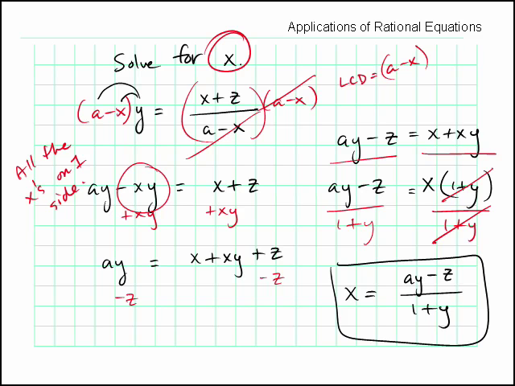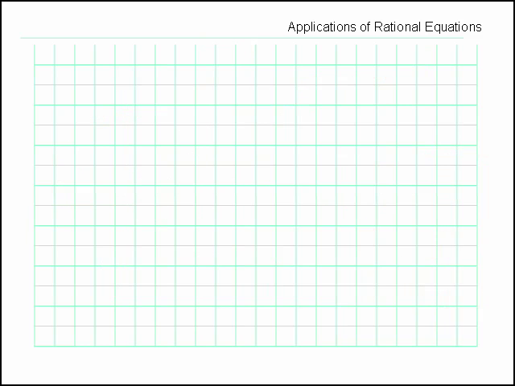Okay, let's try another. Solve for z. We've got 1 over x plus 1 over z equals 1 over y. So this one's very similar to the first one we did.